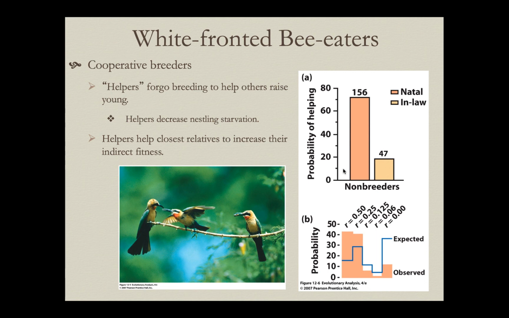But what we see is helpers are much more likely to help close relatives. And in this way, it increases the direct fitness of the individuals they're helping, but it also helps the indirect fitness of the helpers. So if we look over here, the non-breeding helpers, who do they help in the population? They're much more likely to help their mom and dad than they are to in-laws.